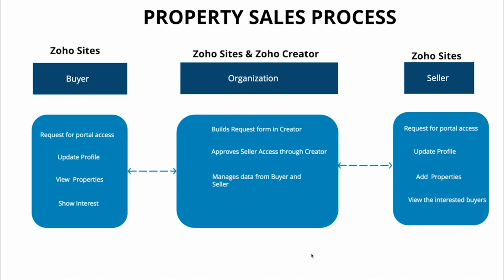And coming to the seller, they will also request portal access. Once they request for access, if they are a seller, we have to go and approve the access from the backend, which will be handled by the organization which is coordinating. And once they get the access, they will be given the option to update their profile. They will be given the option to add properties to the system. And once they have added all the properties, they will have the option to view all the buyers who are interested in their properties. So let me take you to the site and I'll explain how the portals are working and how it is happening in the backend as well.